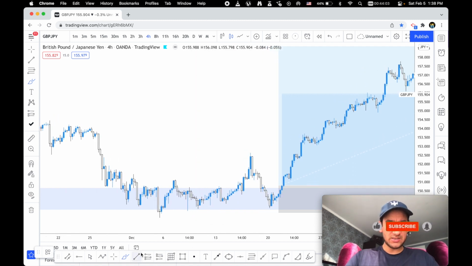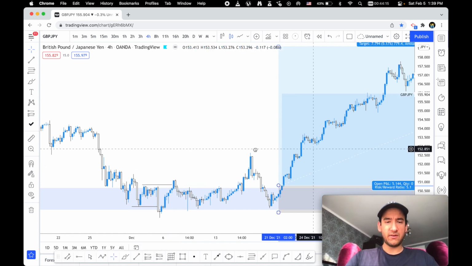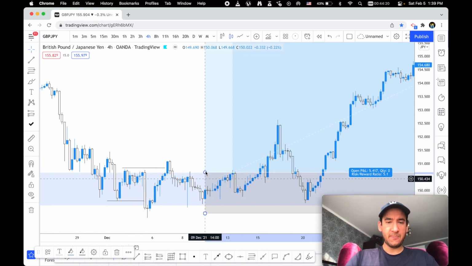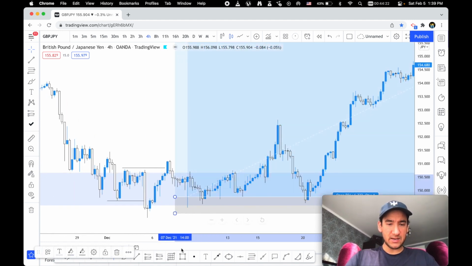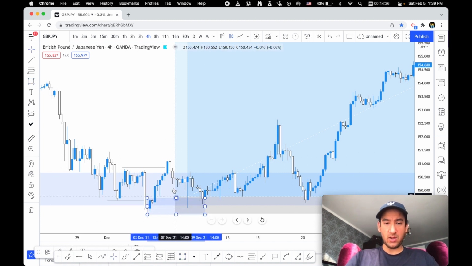confirmation. So as you can see over here, clearly there was another CHOCH made, right over here. Come on, here we go. And this is how you can confirm a trade or confirm your entry. Once price has confirmed this CHOCH, right, you can wait for the price to come back down to an unmitigated order block or an unmitigated demand area like this.